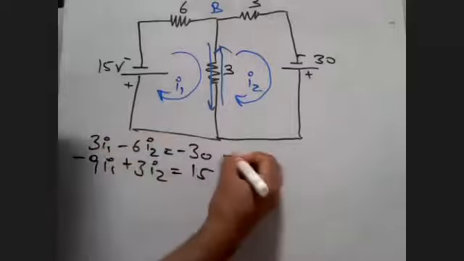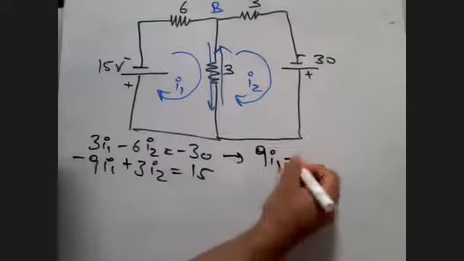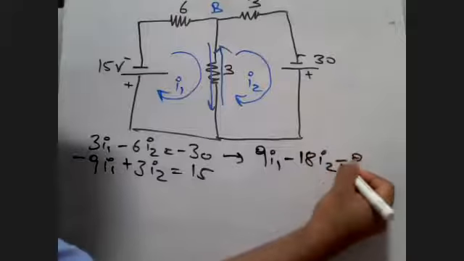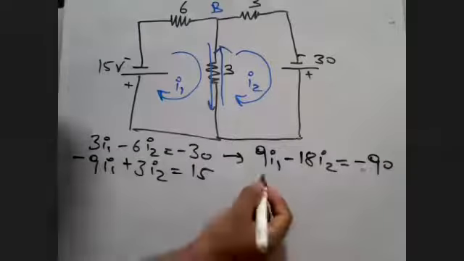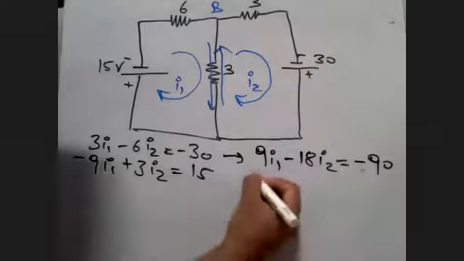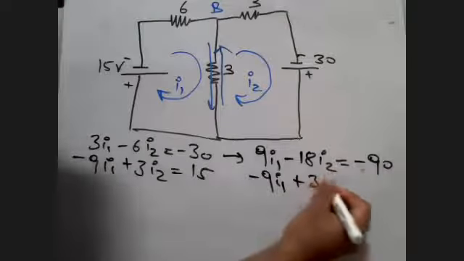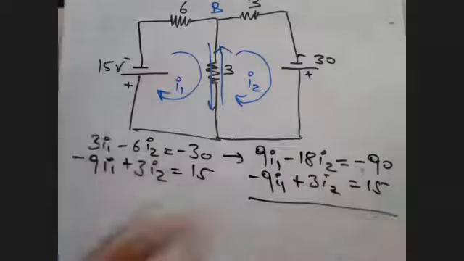What will we get? Here we'll get 9 I1 minus 18 R2 minus 18 I2 is equal to minus 90. And now take this and the second equation, that is minus 9 I1 plus 3 I2 equal to 15, and just add them. What will you get?